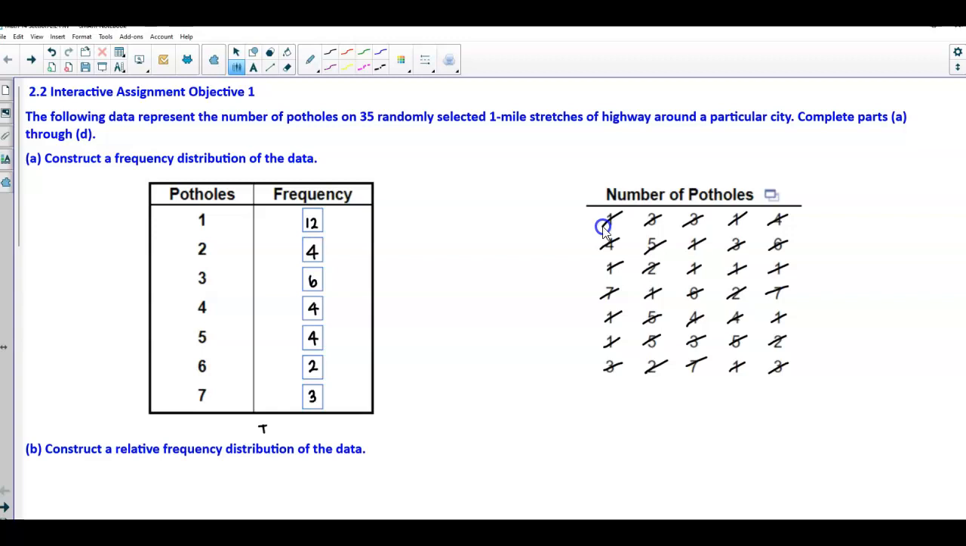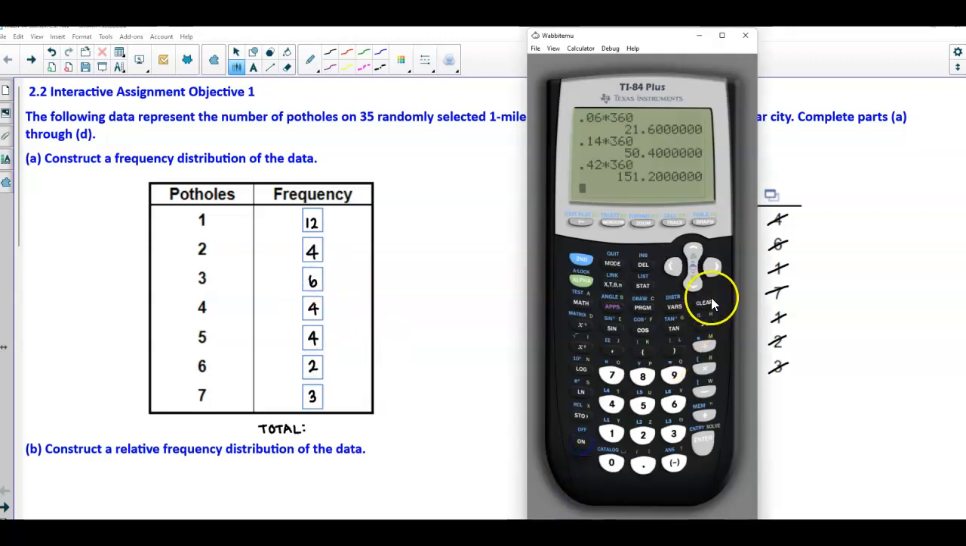So what is the total here? The total is adding all of these up. So we have 12 plus 4 plus 6 plus 4 plus 4 plus 2 plus 3, and we get a total of 35.